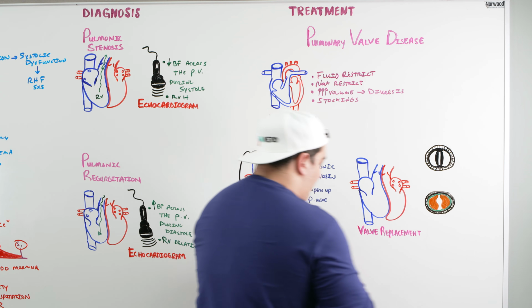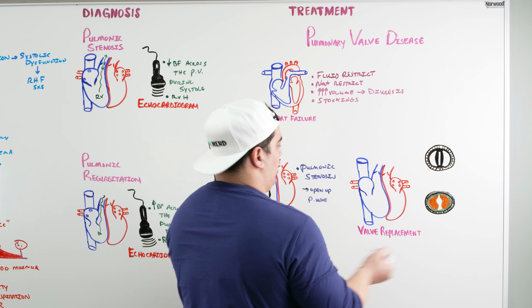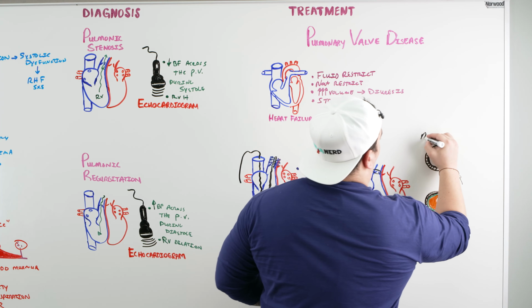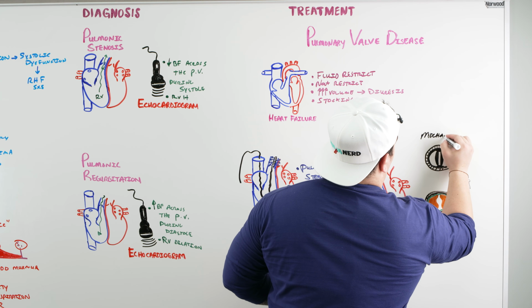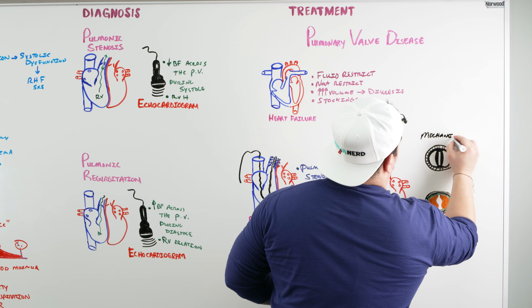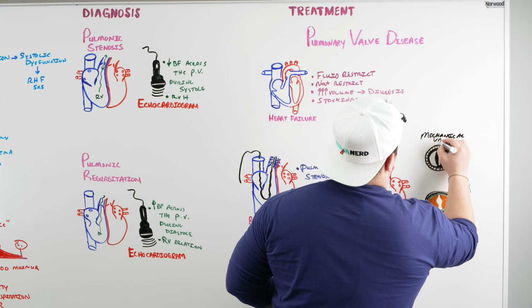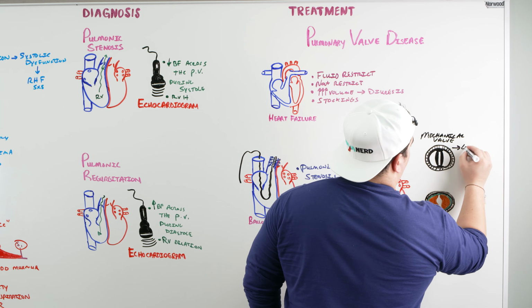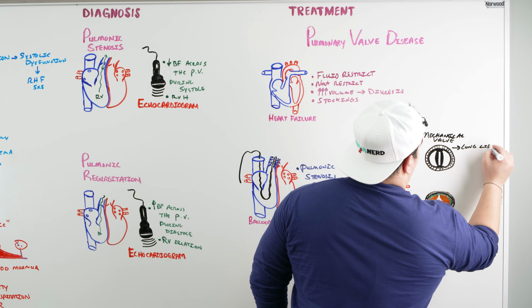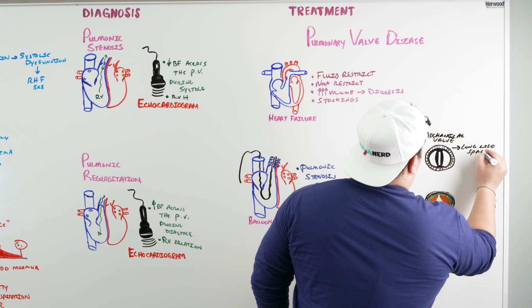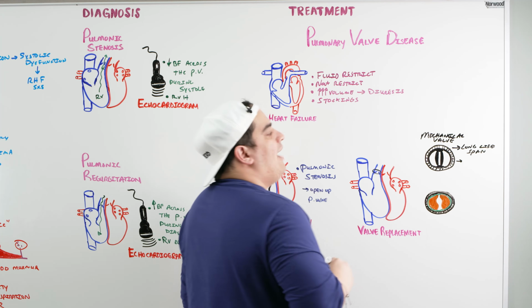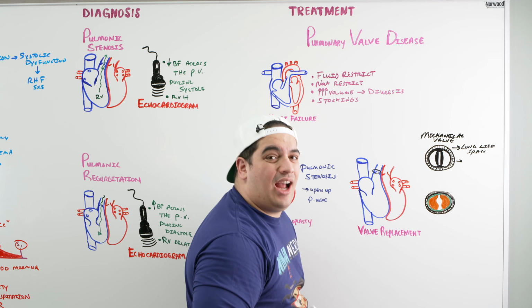Now there are two different types of valve replacements that we could utilize in these patients. We could remove this valve and replace it with these two. One is called a mechanical valve. One of the interesting things about mechanical valves is that they last a long time. They're very good. They have a long lifespan, so I want you to remember that. However, there is a particular downside to these. Because you're giving a mechanical valve, they have a long lifespan, but they require lifetime anticoagulation.